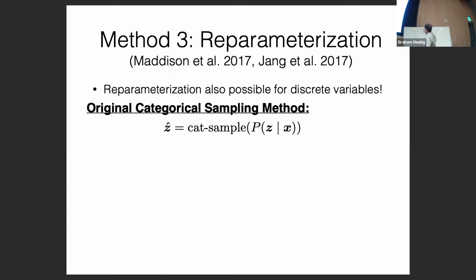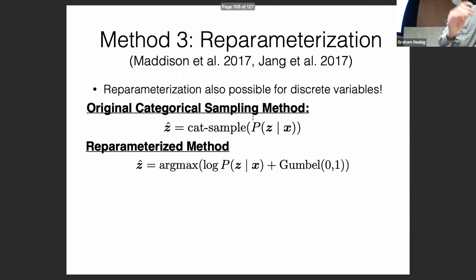And then the categorical sampling function would give us this one-hot vector 50% of the time, this one-hot vector 30% of the time, and this one-hot vector 20% of the time. This is the normal sampling method. This is non-differentiable because we can't calculate gradients through this.